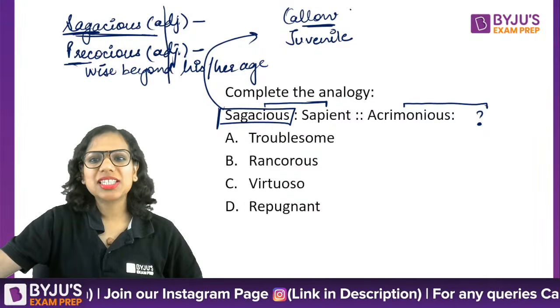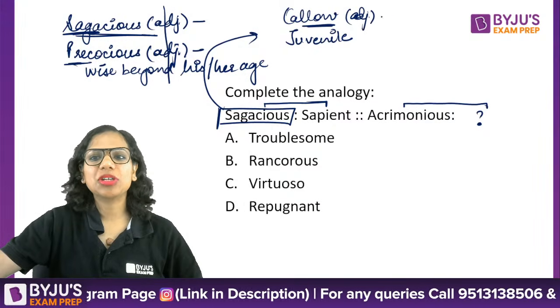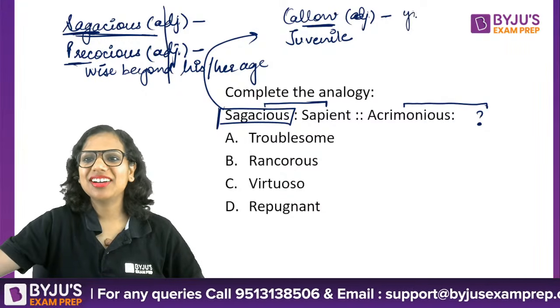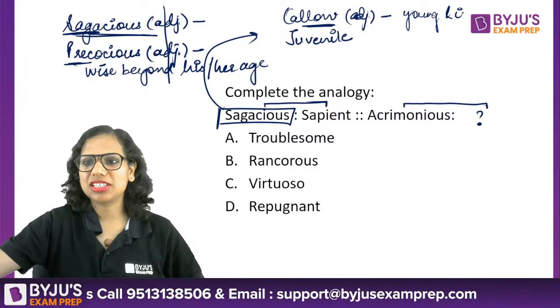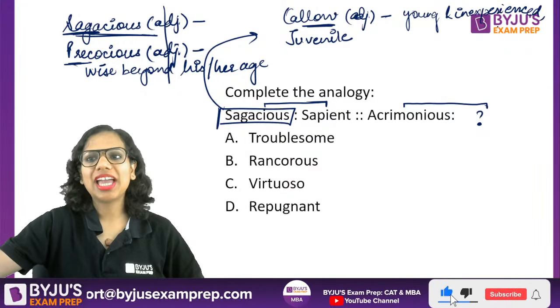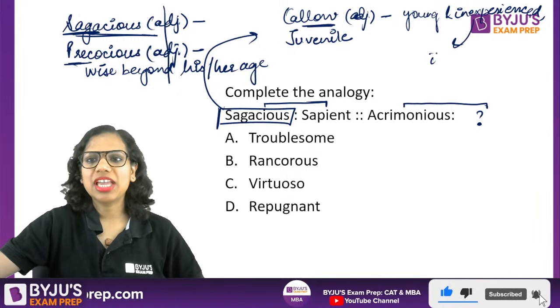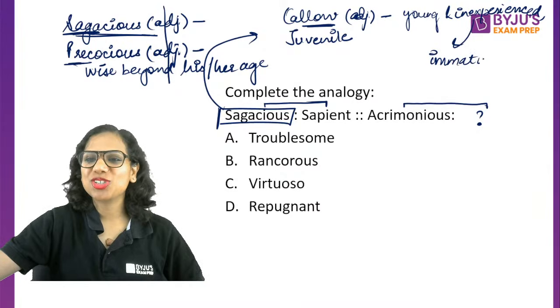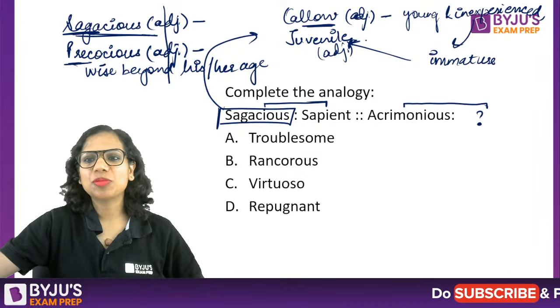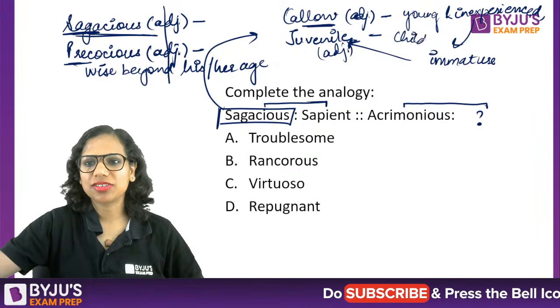Callow is somebody who is young and inexperienced. This callow employee, let's say, young and inexperienced. You can associate it with immature also. And because you can associate it with immature also, that's why juvenile. Juvenile again means somebody who's very childish and immature.